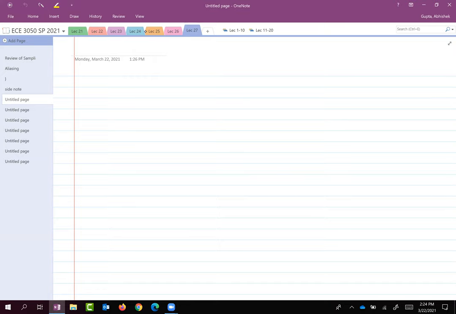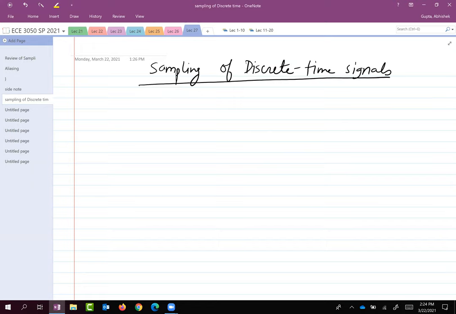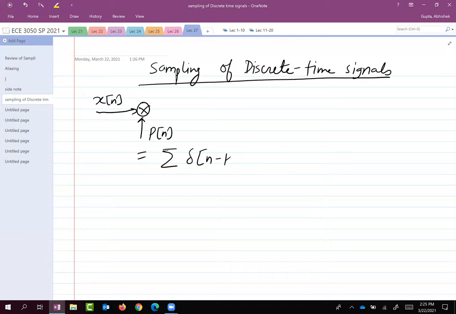In the next topic, we are going to talk about sampling of discrete time signals. And the ideas are exactly the same. So I'm just going to mimic the same set of steps. So we have a discrete time signal, x of n. I have a pulse train, which is summation of delta of n minus kN, k goes from minus infinity to plus infinity. And what I get is the sampled signal, xp of n.